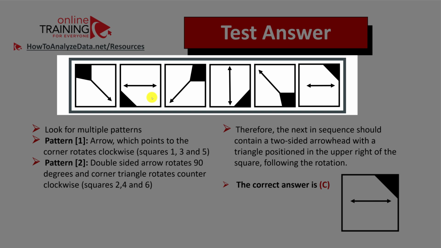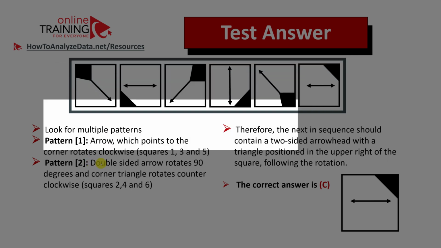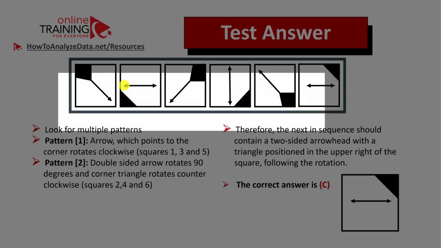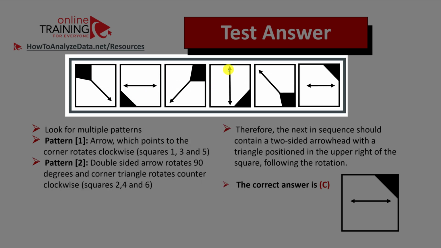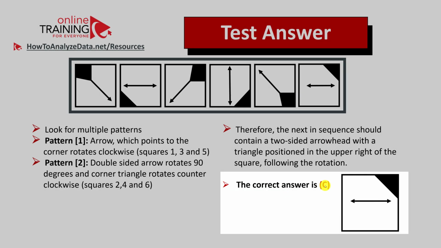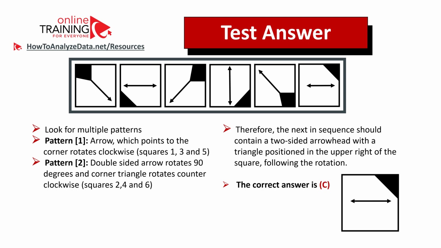Then we have a completely different pattern of squares 2, 4, and 6, which was missing. This particular pattern is a double-sided arrow that rotates 90 degrees, which you can see presented here. Here it's completely horizontal, here it's completely vertical, so in square number 6 it will be horizontal again. And then another thing that happens here, the corner of the square rotates counterclockwise, and it goes from the bottom left corner to bottom right corner, so the next position for that corner would be upper right corner. So the correct answer here is choice C. Hopefully you've nailed this question and now know how to answer similar problems in the test.